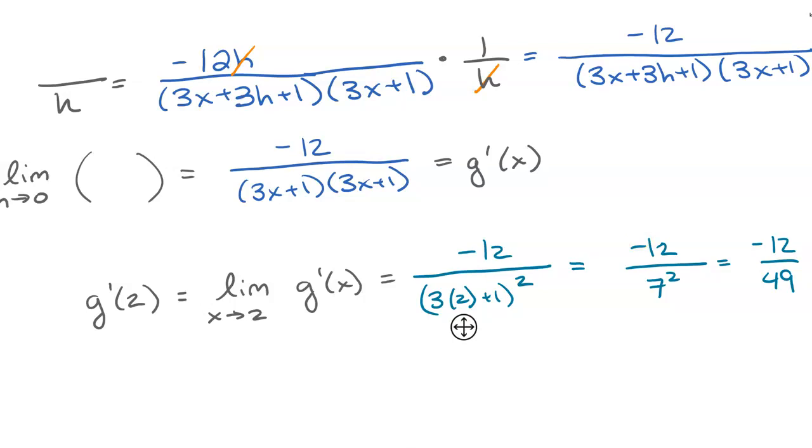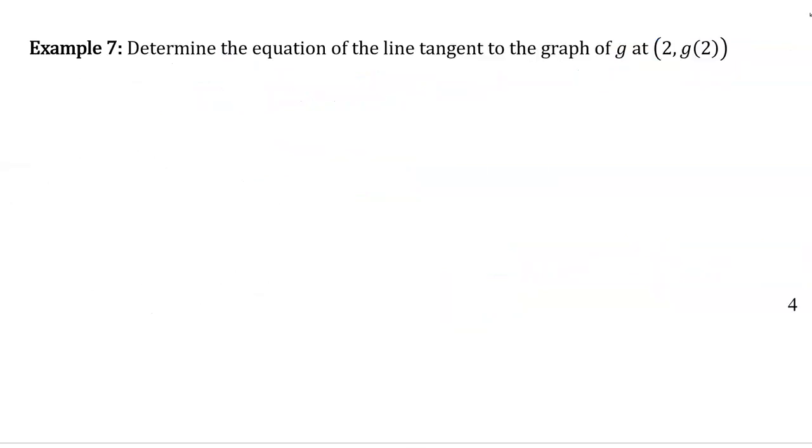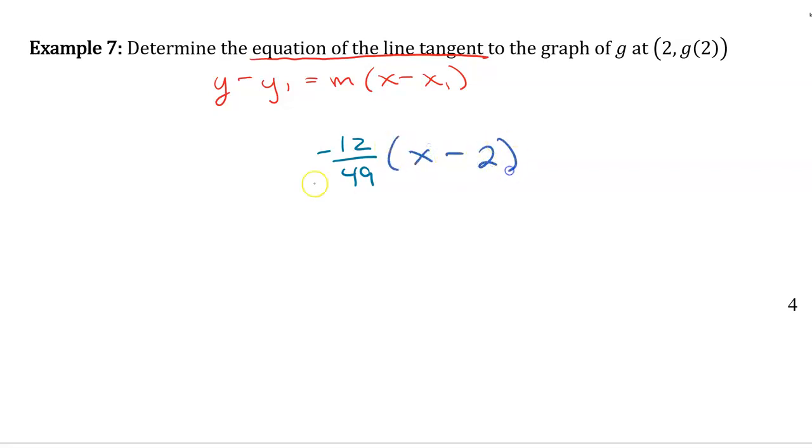Okay. So now we determine the equation of the tangent line to the graph at 2, g of 2. So the equation of the tangent line, that is y minus y1 equals m times x minus x1. That's the formula. Okay. So we have almost all the information we need. We just found that the slope of the tangent line at x equals 2 would be negative 12 over 49. So x minus 2. And then all we need now is to figure out what the y is. So g of 2. So we put that into the calculator.